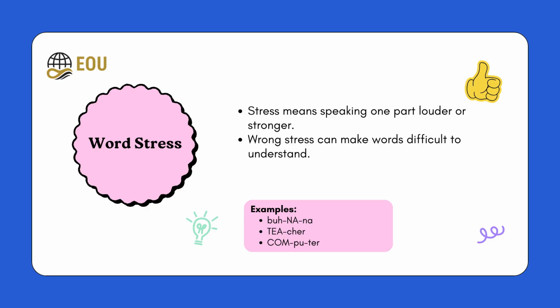Now let us understand word stress. Stress means speaking one part of a word louder or stronger. Wrong stress can make words difficult to understand. For example, banana, computer. Notice which part sounds stronger. Correct stress makes your English sound more natural.